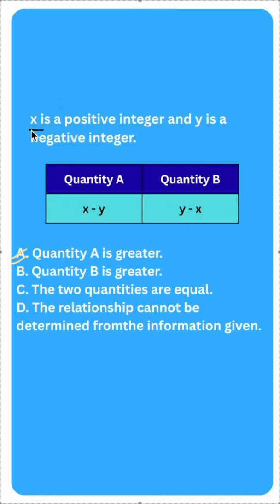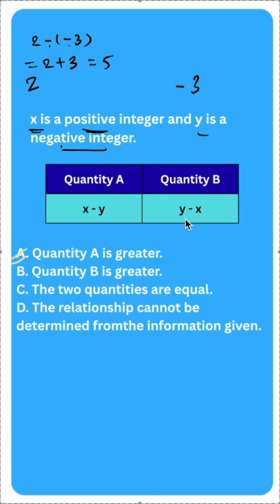Let us plug in some numbers and check the equations. Since x is always positive, let us consider the value of x as, for example, 2 and y as 3. And since y is always a negative integer, it is negative. So if we plug those values into the quantity a, we get 2 minus minus 3. This minus multiplied by minus sign is positive, so 2 plus 3 equals 5 here.